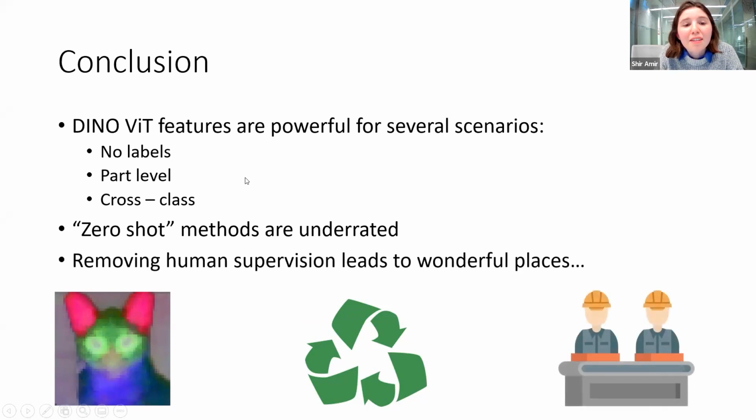And finally, the last remark is that removing human supervision can lead to quite wonderful places. As we've seen in the t-SNE demonstration, the supervised ViT didn't distinguish between object parts, but the unsupervised, self-supervised ViT did. So maybe using more self-supervised methods or self-supervised models will uncover signals that are quite useful to us as humans, even though we didn't explicitly guide these models with any human supervision.